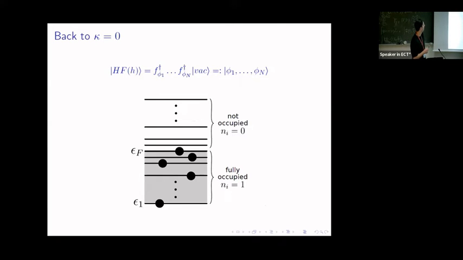Okay, so now let's go back to kappa equals 0. We got this Slater determinant, so we can visually imagine the situation where a number of the lowest lying levels is fully occupied. So the occupation numbers are 1, and there is a number of completely unoccupied levels where occupation numbers are 0, and there's the Fermi level, which is the highest occupied one-particle energy, the Fermi energy.